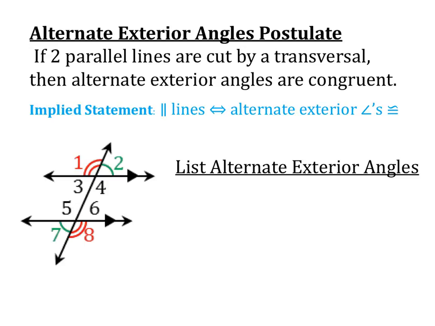So remember, alternate means on the opposite side of the transversal. Here's our transversal. So angle 1 and angle 8 are on opposite sides. Angle 2 and angle 7 are opposite sides. And then the exterior means to be on the outside of the lines. So these would be on the outside of the lines, and these would be on the outside of the lines. So put that together, we've got alternate exterior 1 and 8, alternate exterior 2 and 7. Therefore, angle 1 is congruent to angle 8, and angle 2 is congruent to angle 7.